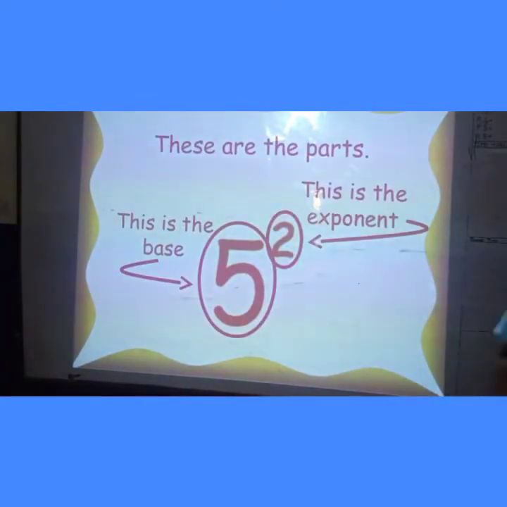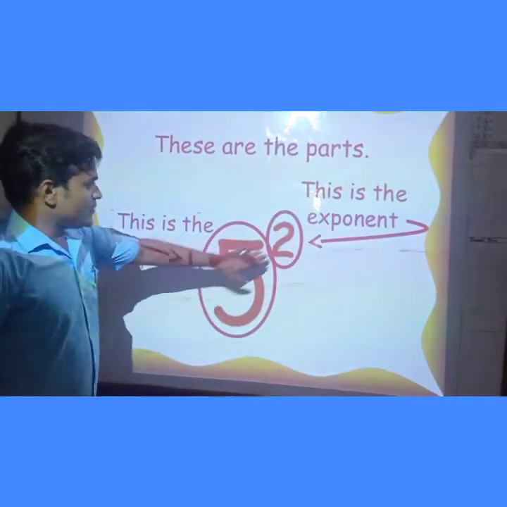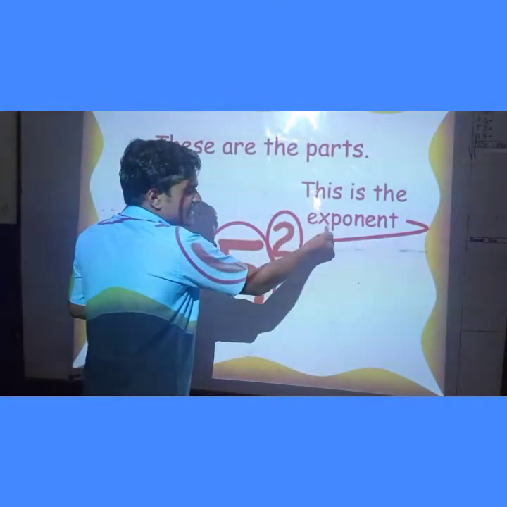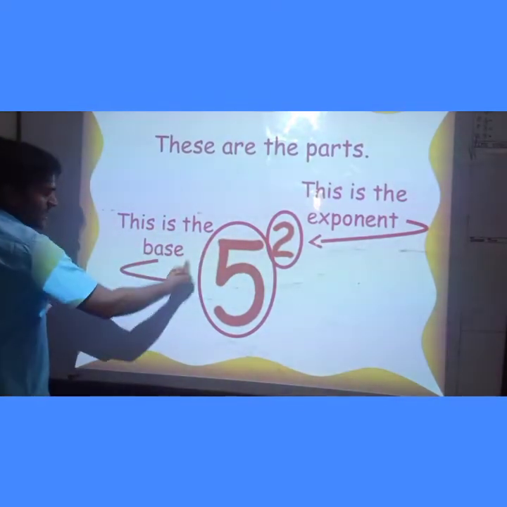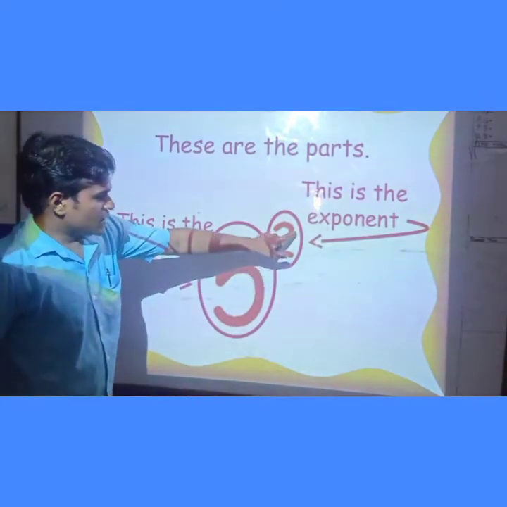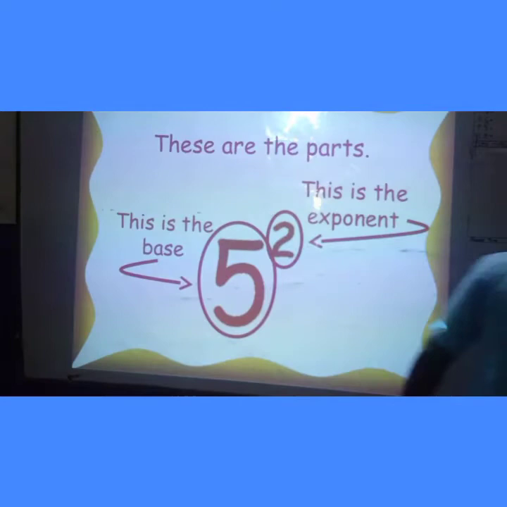And here these are the parts. Okay, 5 square. So student, here this 2 is the exponent, and this is the base. It means 5 is the base, and this power 2 is the exponent.